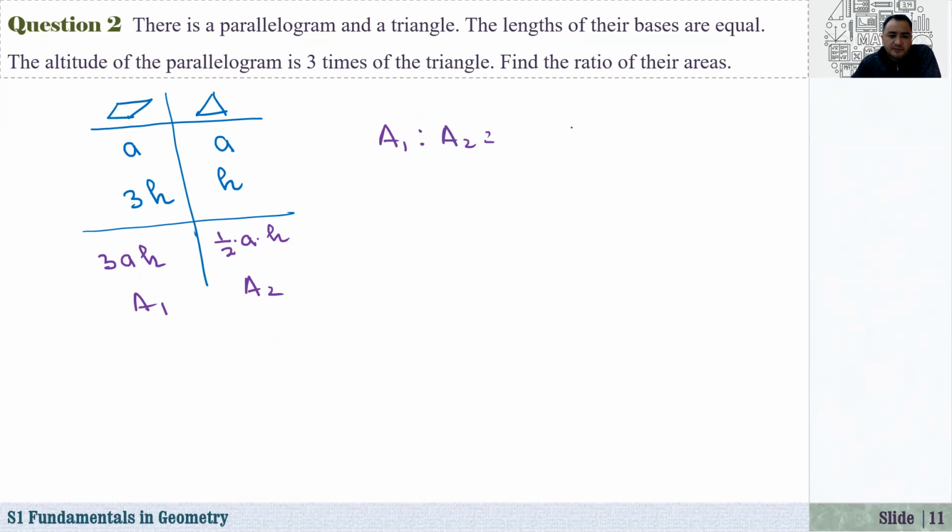That's equal to, what is a1? It's equal to 3ah over a2, that's equal to 1/2 ah. So this a is the common factor, right? And 3 over 1/2 is equal to 6 to 1. So the ratio of the areas is 6 to 1.